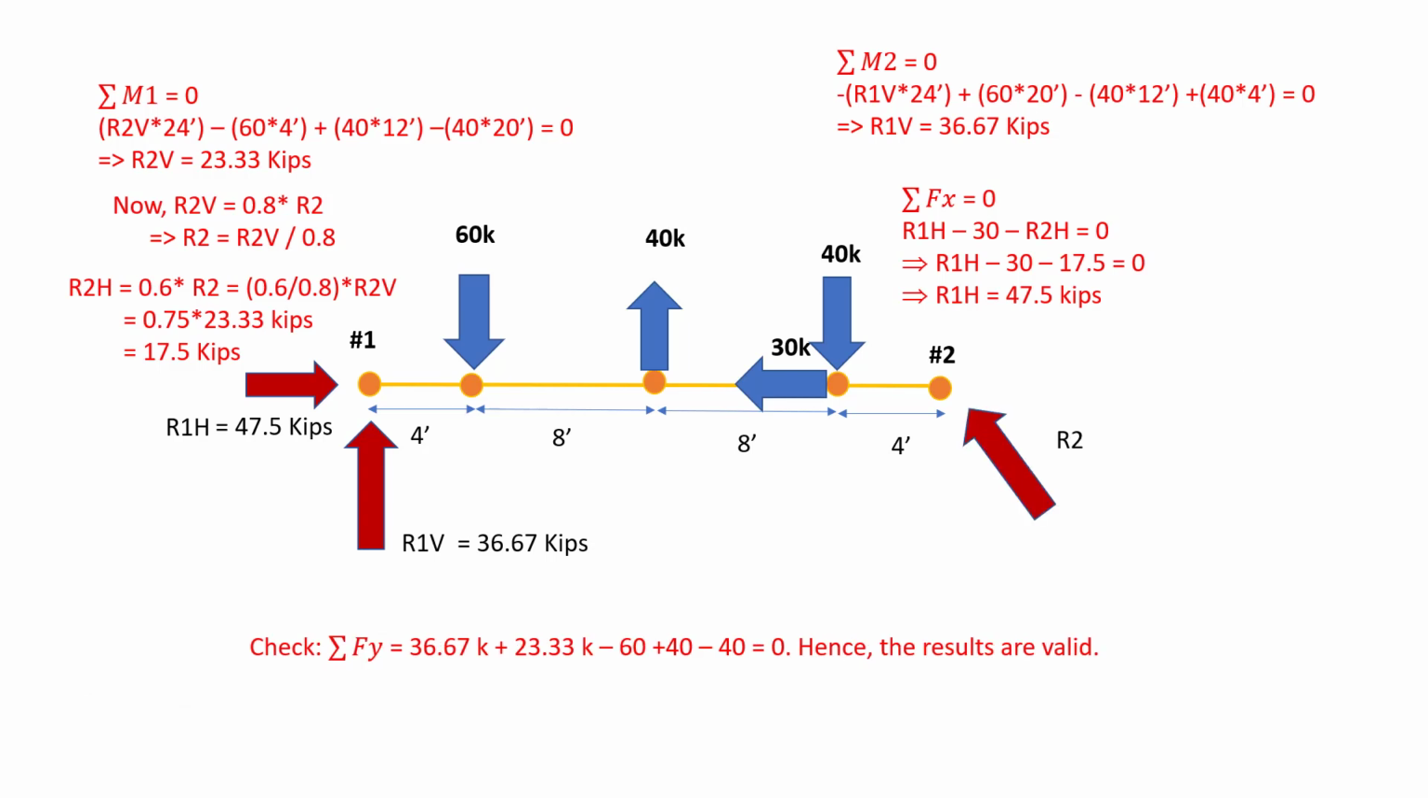Now, if you also want to find out the value of R2, if you are not interested in the horizontal and vertical components of R2, but you want to find R2 itself, which is the reaction that would be acting normal to the plane on which the roller is supported, all that you do is take the square root of R2H squared plus R2V squared, and you solve R2 as 29.16 kips. Thus, R2 would be 29.16 kips.